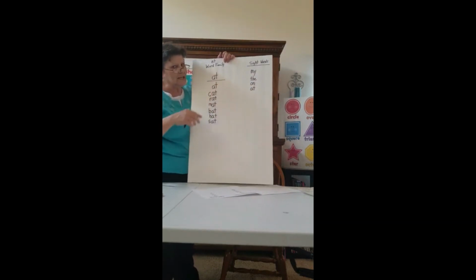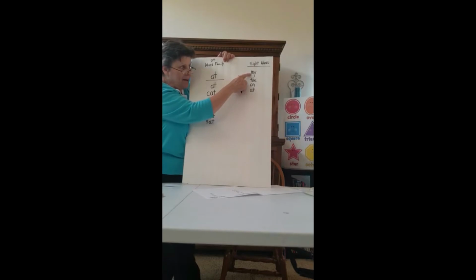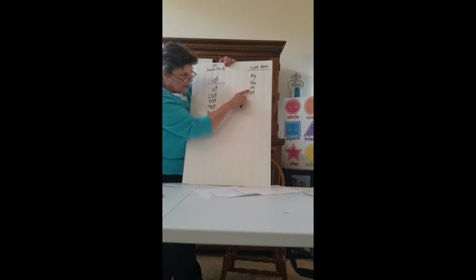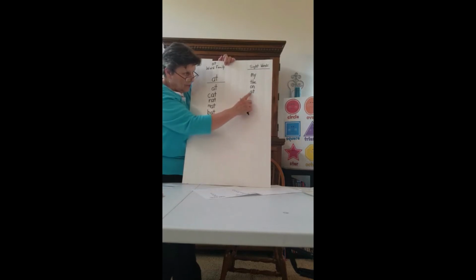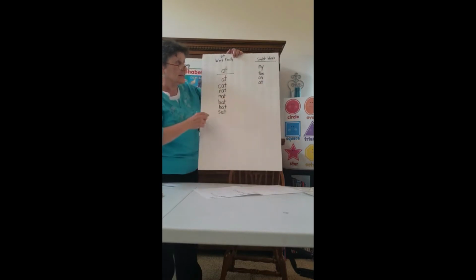Okay, and then we have our sight words in this book. My. These are words we can't sound out. My, oh my. I was very hungry. How about this one? T-H-E spells the. How about on? On. I was on the house. How about this one? We should know this one because it's right here. At. At is a sight word.